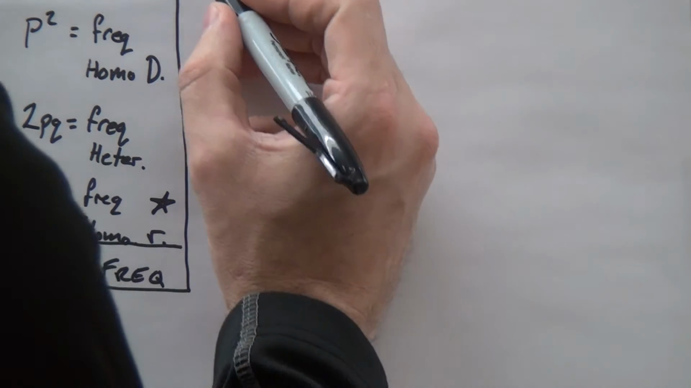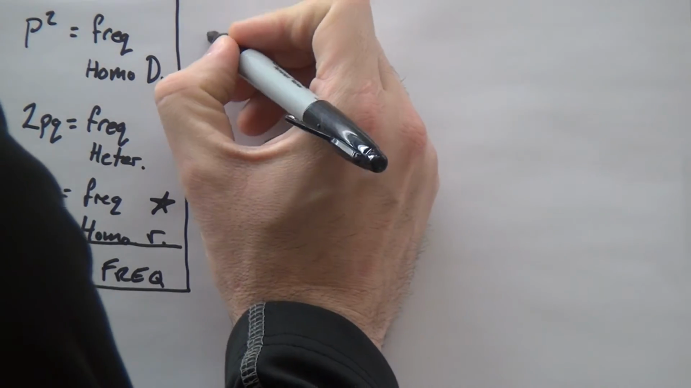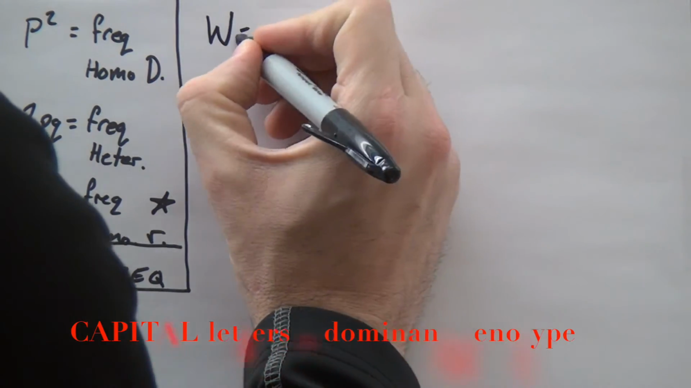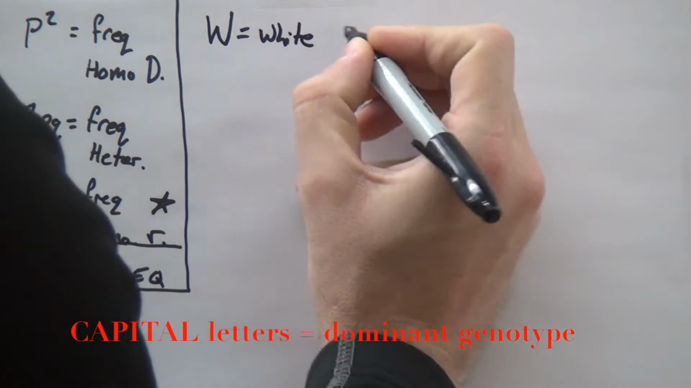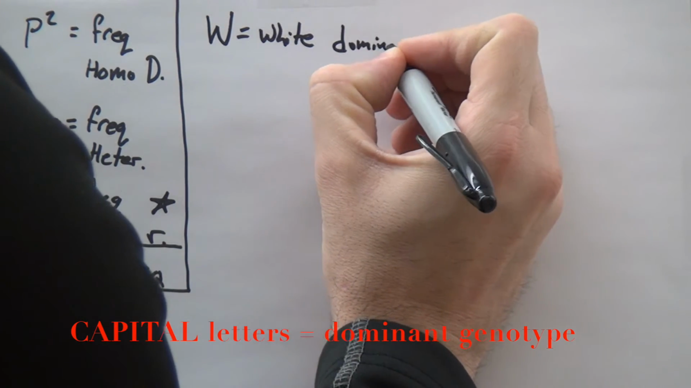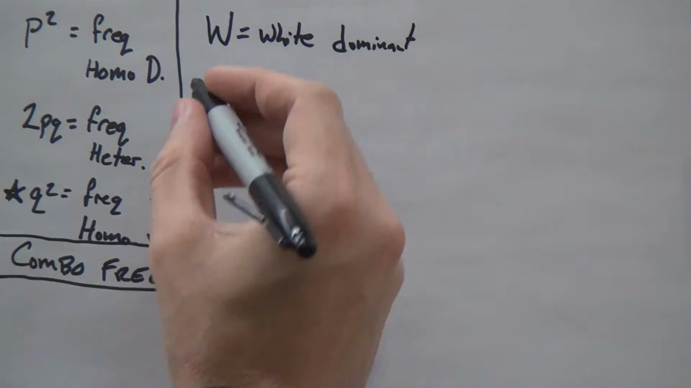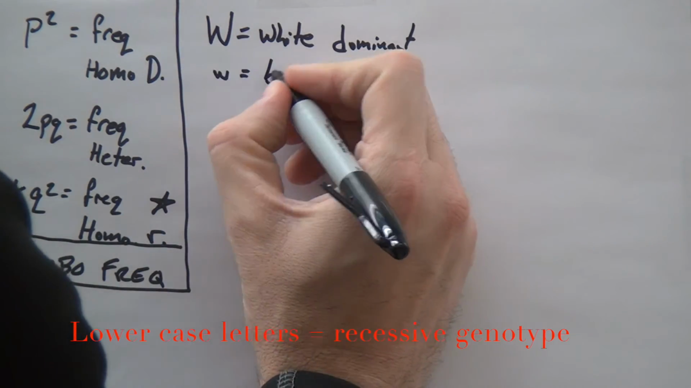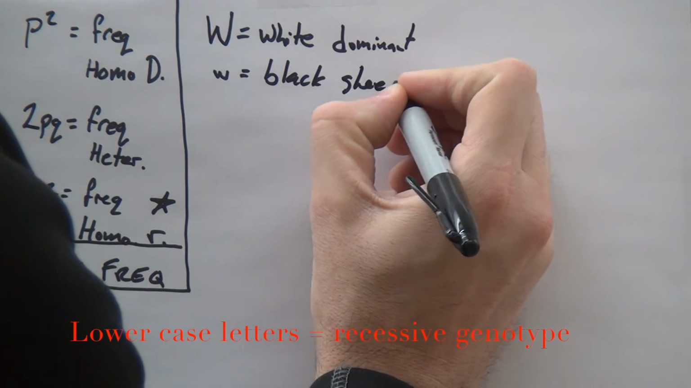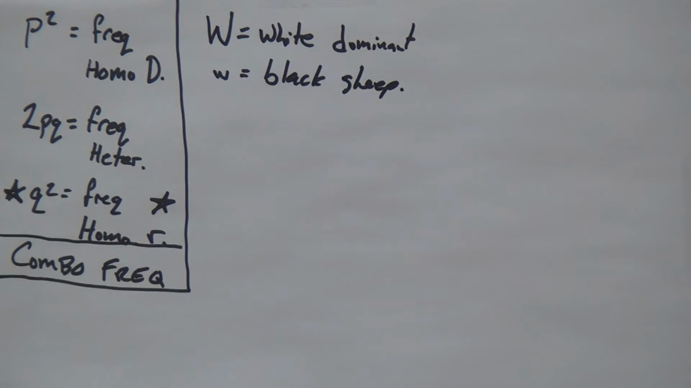So if I was to make an example, let's say white sheep and black sheep. And we'll say that the capital W equals white sheep, and this is dominant. Jolly good. And we're going to say the lowercase w equals black sheep. Okay? Now those are our alleles. One is dominant and one is recessive. And these are the different types of alleles of the entire gene pool, right?